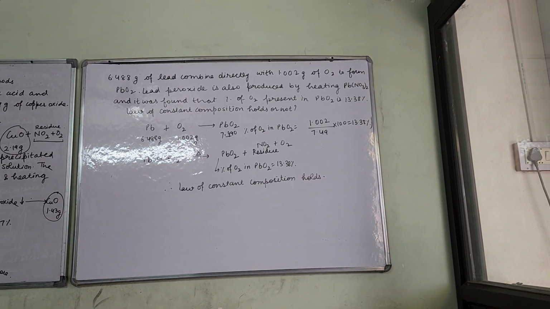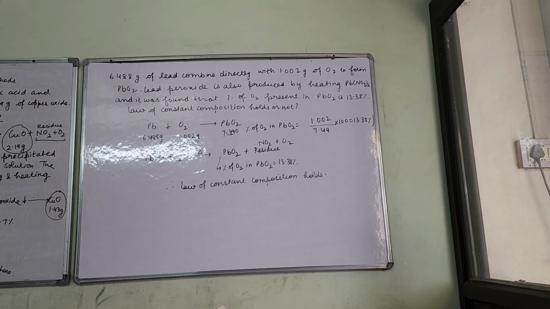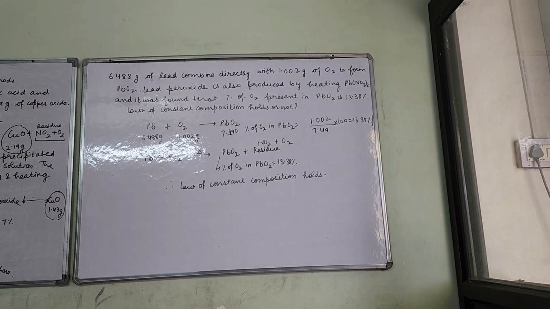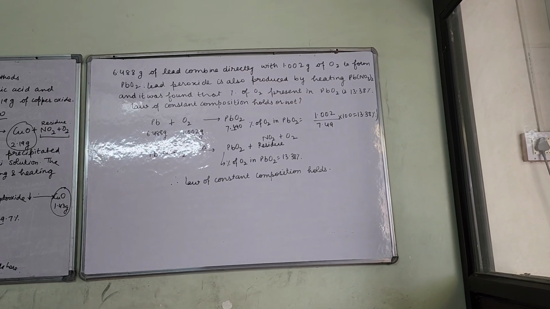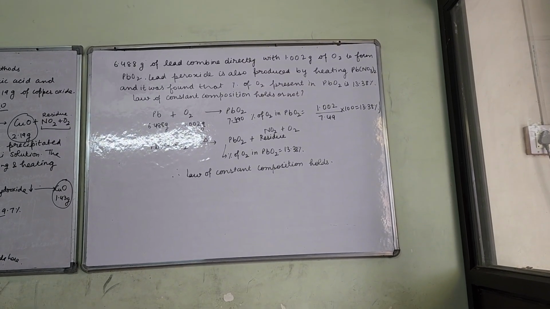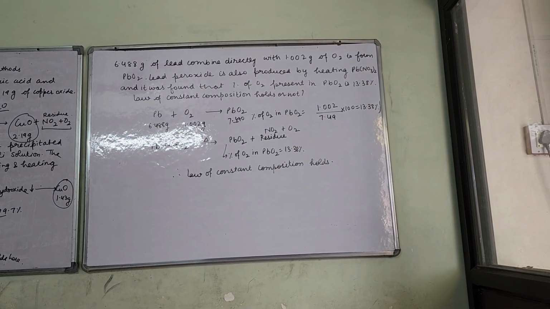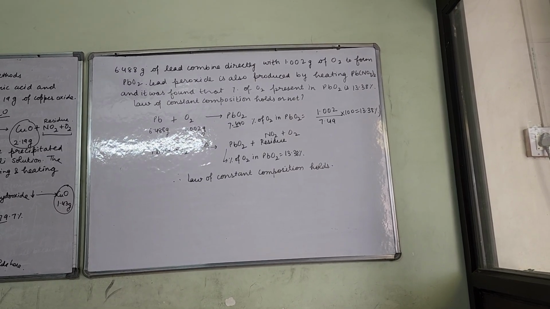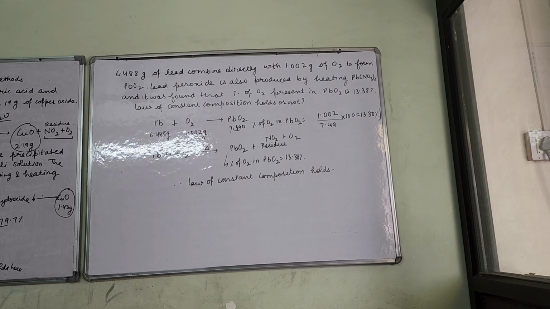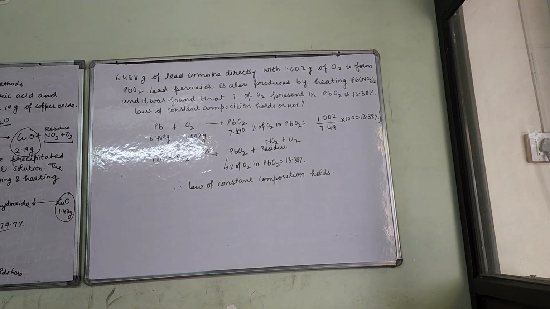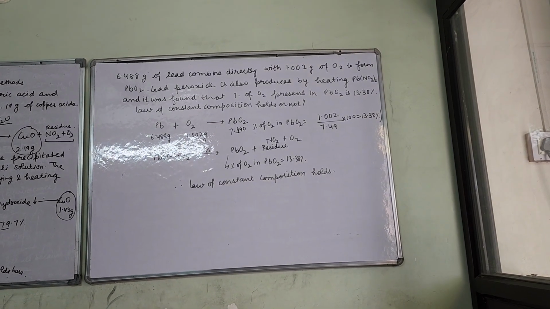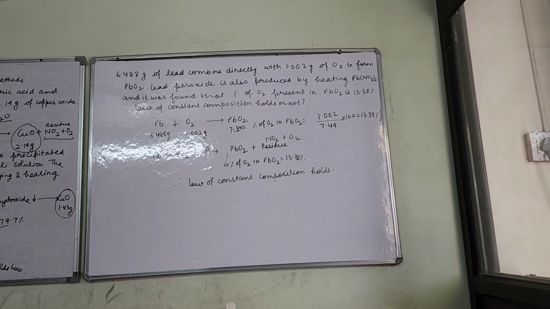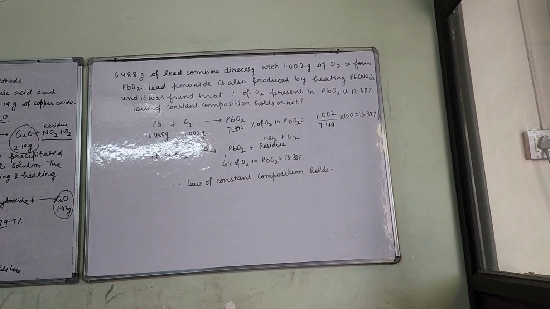So the question is: 6.488 gram of lead combined directly with 1.002 gram of oxygen to form lead peroxide. And lead peroxide is also produced by heating lead nitrate, and it was found that the percentage of oxygen present in that lead peroxide made in the second method is 13.38%. So we have to show whether the law of constant composition holds or not.